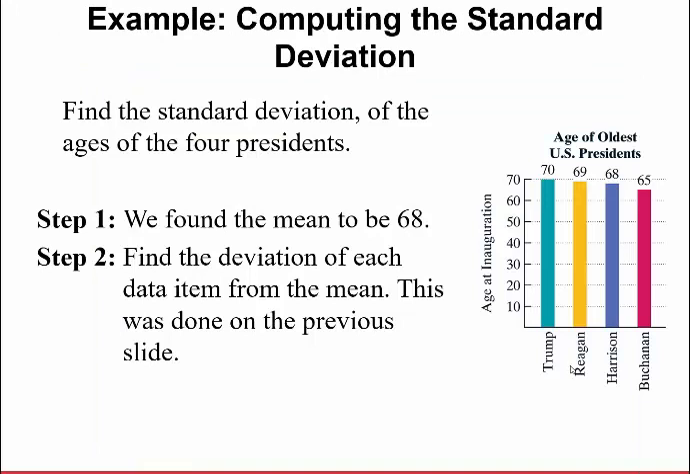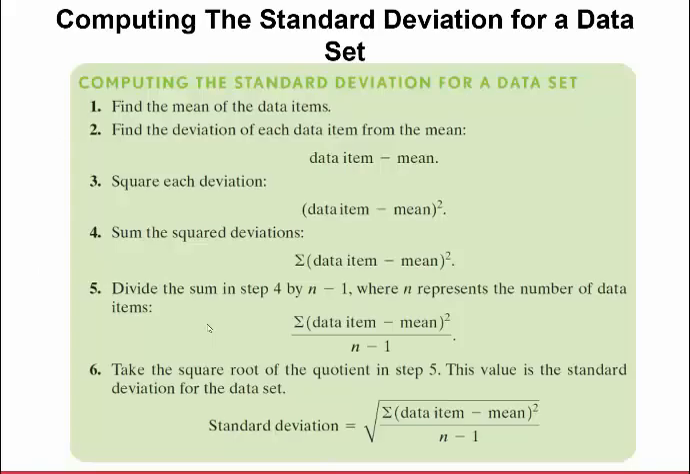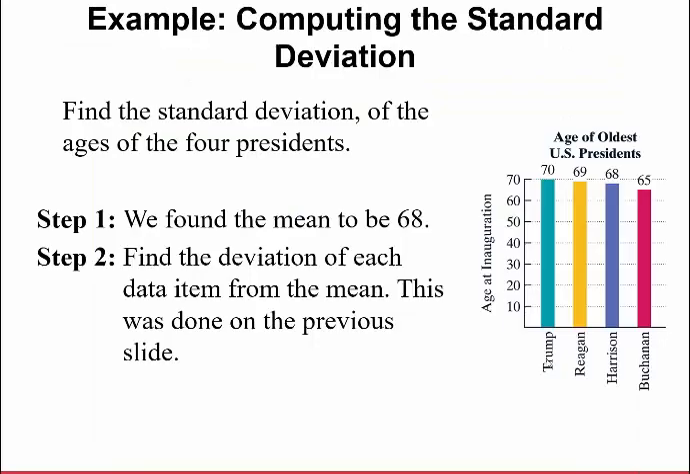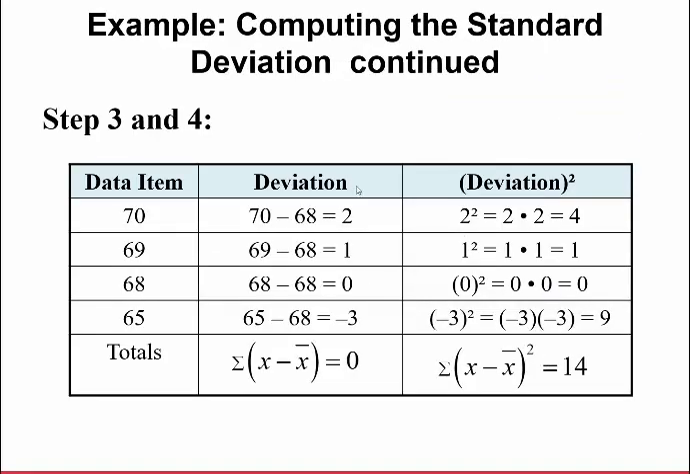All right, so let's find the standard deviation of the ages of these 4 presidents. Okay, so step 1, we found the mean age, it was 68. Step 2 is you find the deviation of each data item from the mean. Okay, so this was done in the previous slide. We already found the deviation. The next thing you're going to do is square the deviation.